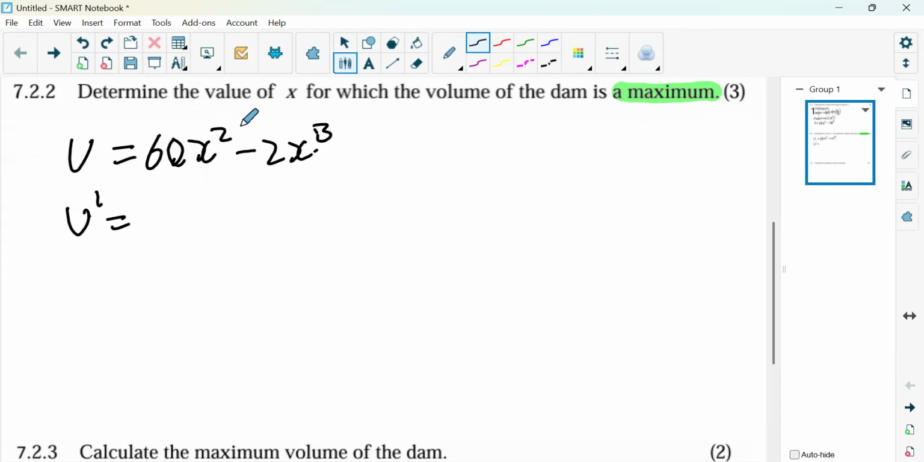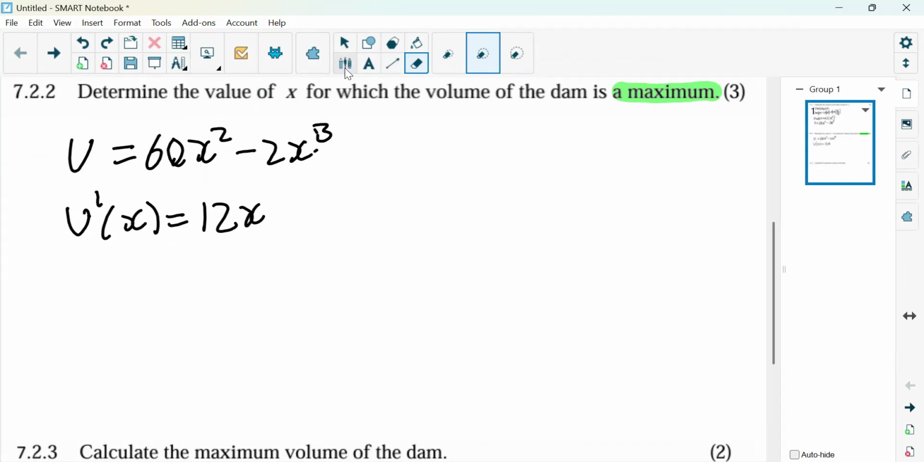V prime of x is equal to, we're differentiating in terms of x, so it's v prime of x. If you do that, you're going to have 2 multiplied by 60, which is 120, and then x to the power 2 minus 1, so we're going to have x. Then we have 3 multiplied by 2, which is 6, and then we're going to have x to the power 3 minus 1.